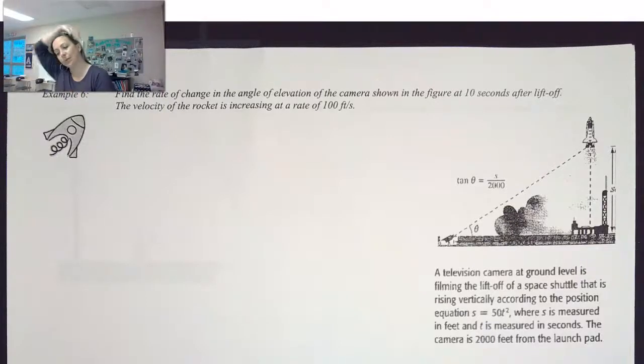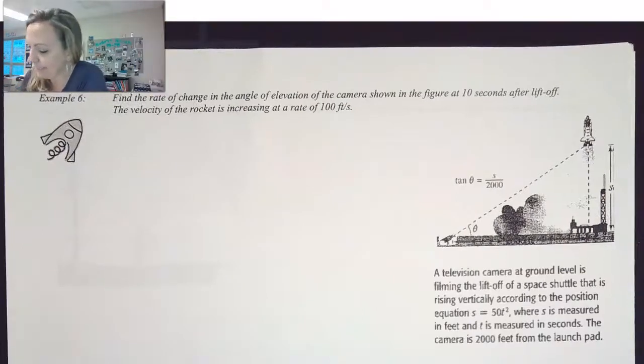Right, guys, we're going to do a couple more examples on section 2.6 on related rates. This one asks us to find the rate of change in the angle of elevation of the camera shown in the figure at 10 seconds after liftoff. It says the velocity of the rocket is increasing at a rate of 100 feet per second.